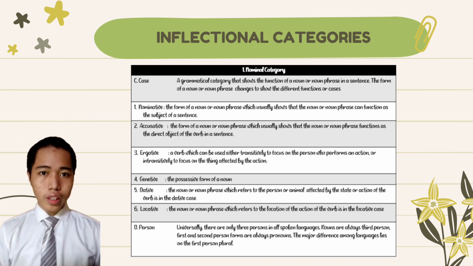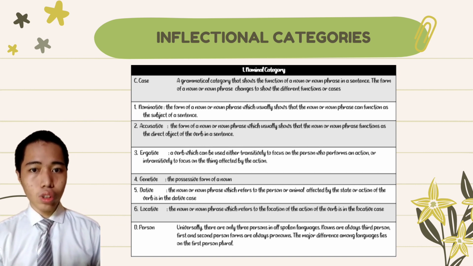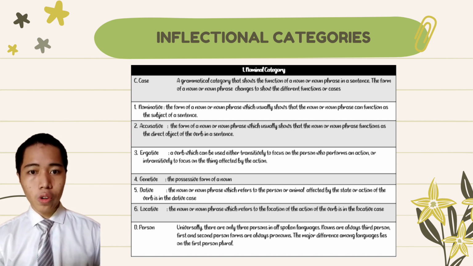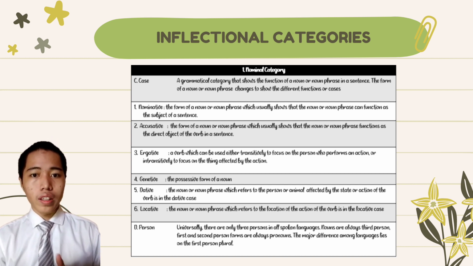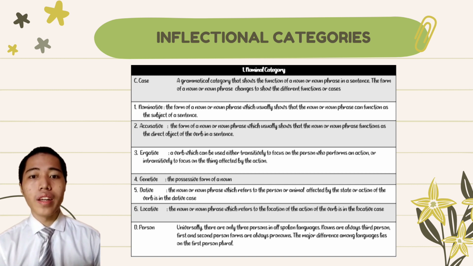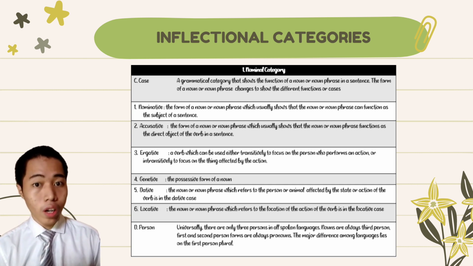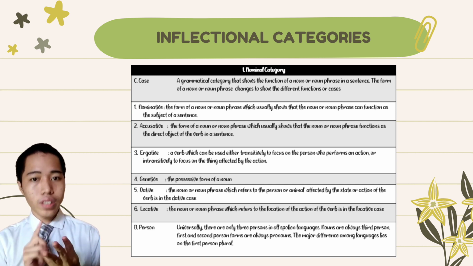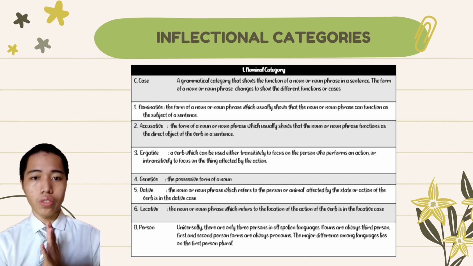The third way is case, a grammatical category that shows the function of a noun or noun phrase in a sentence. The form of a noun or noun phrase changes to show different functions or cases. There are 6 forms of a noun or noun phrase: nominative, accusative, ergative, genitive, dative, and locative.